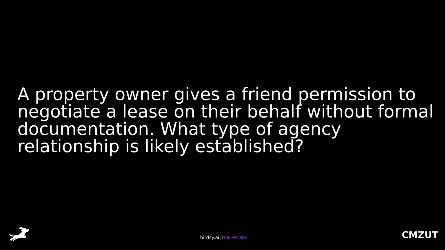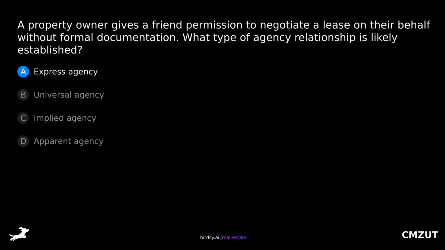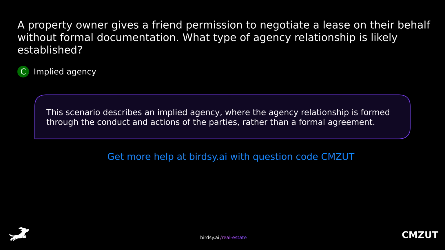A property owner gives a friend permission to negotiate a lease on their behalf without formal documentation. What type of agency relationship is likely established? Is it A, express agency, B, universal agency, C, implied agency, or D, apparent agency? The answer is C, implied agency. This scenario describes an implied agency, where the agency relationship is formed through the conduct and actions of the parties, rather than a formal agreement.